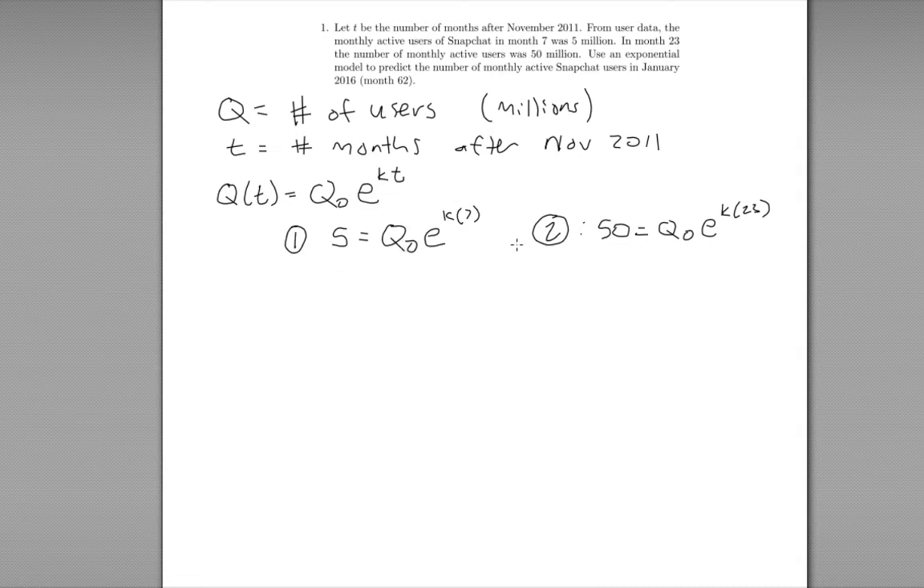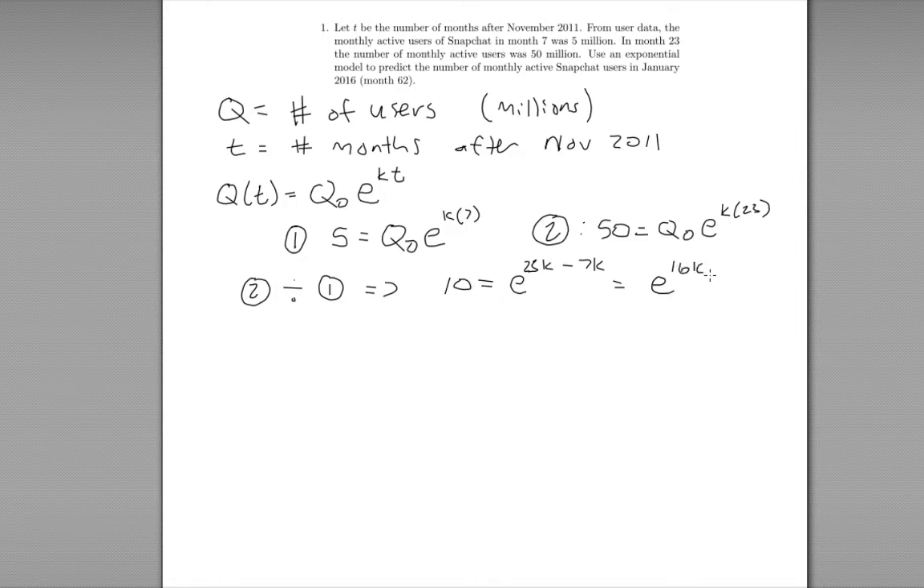So what we can do is use these two equations to figure out what Q naught and k are for our model. If I take equation 2 and divide it by equation 1, I end up with 50 divided by 5, so the left-hand side is just 10. The Q naughts cancel, since Q naught divided by Q naught is just 1. And then I have e to the 23k divided by e to the 7k. When you divide similar bases, you subtract the exponents. So I have e to the 23k minus 7k, which is just e to the 16k.